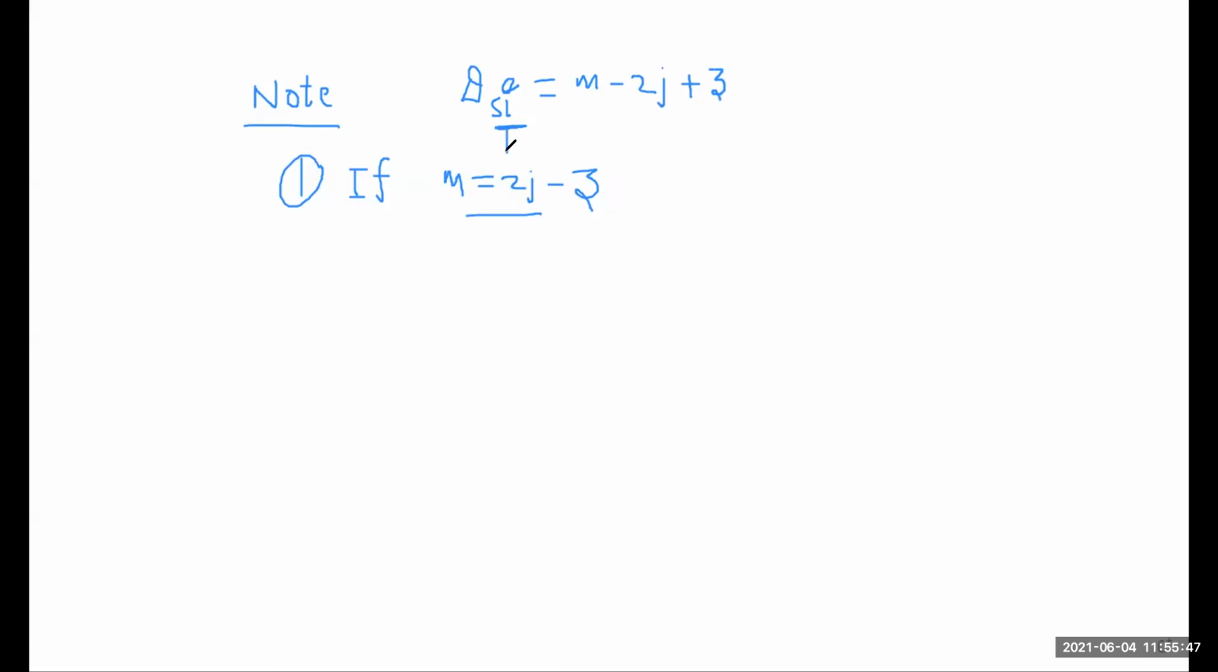These note points given here are valid for internal static indeterminacy, but we know internal and external make our whole structure. So if someone says m is equal to 2j minus 3, then the number of members is equal to 2j minus 3. That means if the number of members is equal to 10, then after simplifying, if we get 2j minus 3 is equal to 10, then we say m is equal to 2j minus 3.